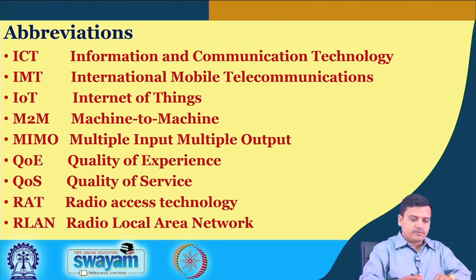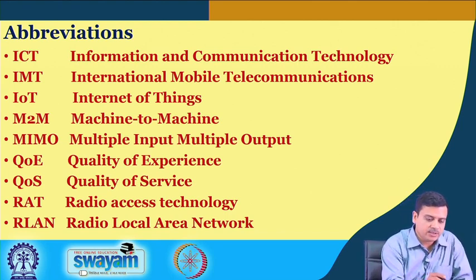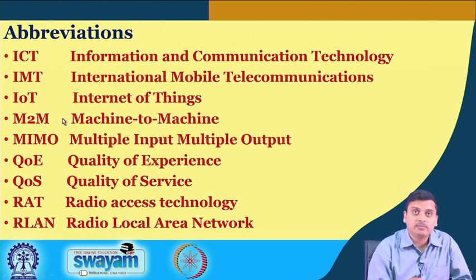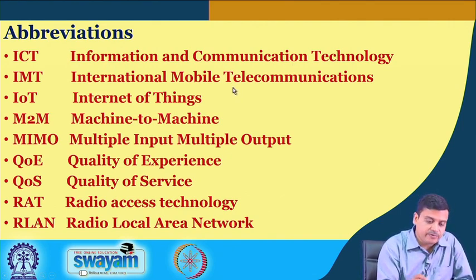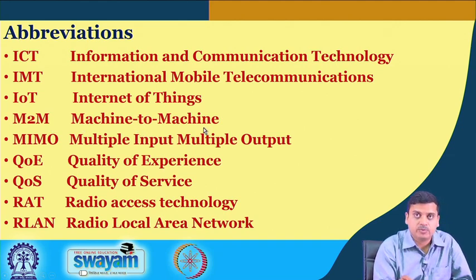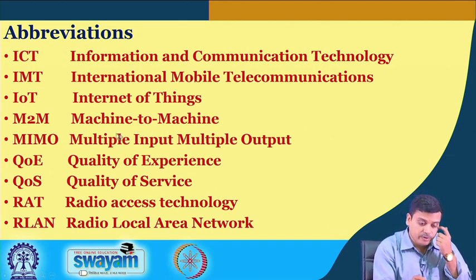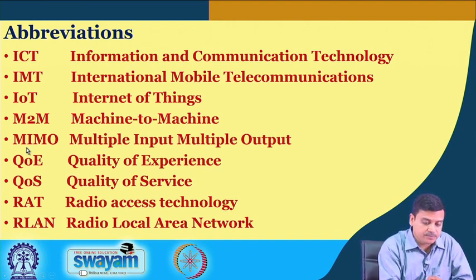A brief list of abbreviations. More or less because we might encounter them, so it is better to have them very clear. ICT is pretty well described over here. IMT we have been referring to. IoT is again a very common term, so it is Internet of Things. M2M indicates machine to machine. So, whenever we encounter M2M, what we will mean is that it is machine to machine communication.